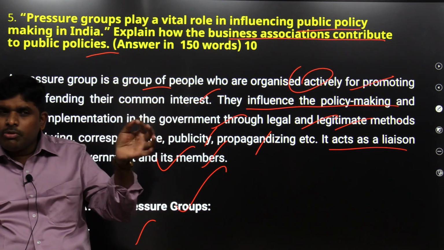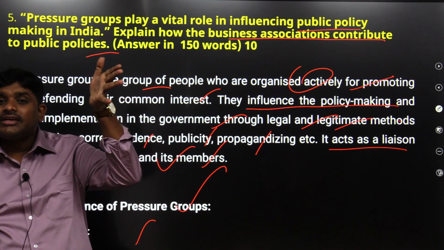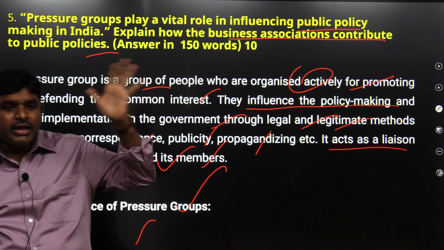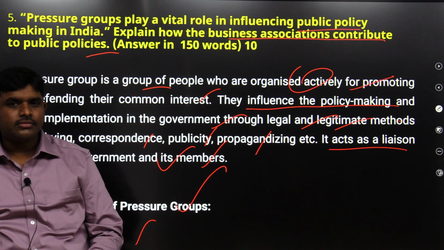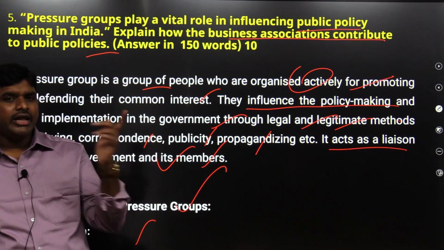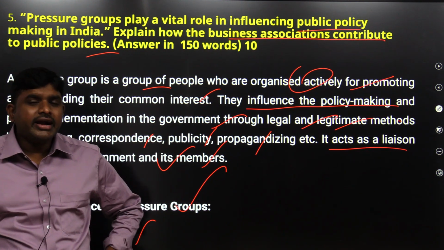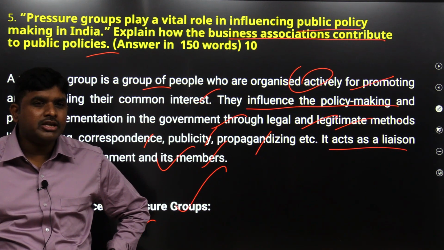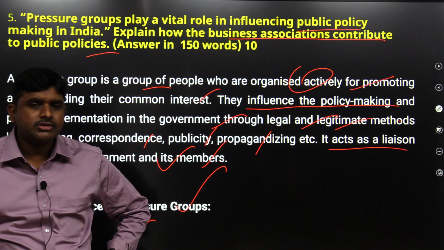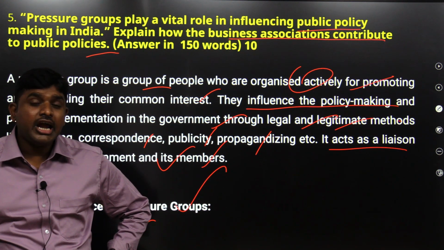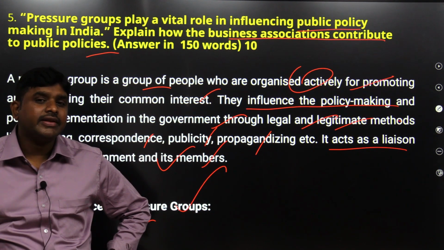So the question is about, take one example and substantiate it. Take one example and substantiate it. I will take this example. Neera Radia is one of the business lobbyists of Tata Group. She had influenced the policy of 2G spectrum allocation in 2013.